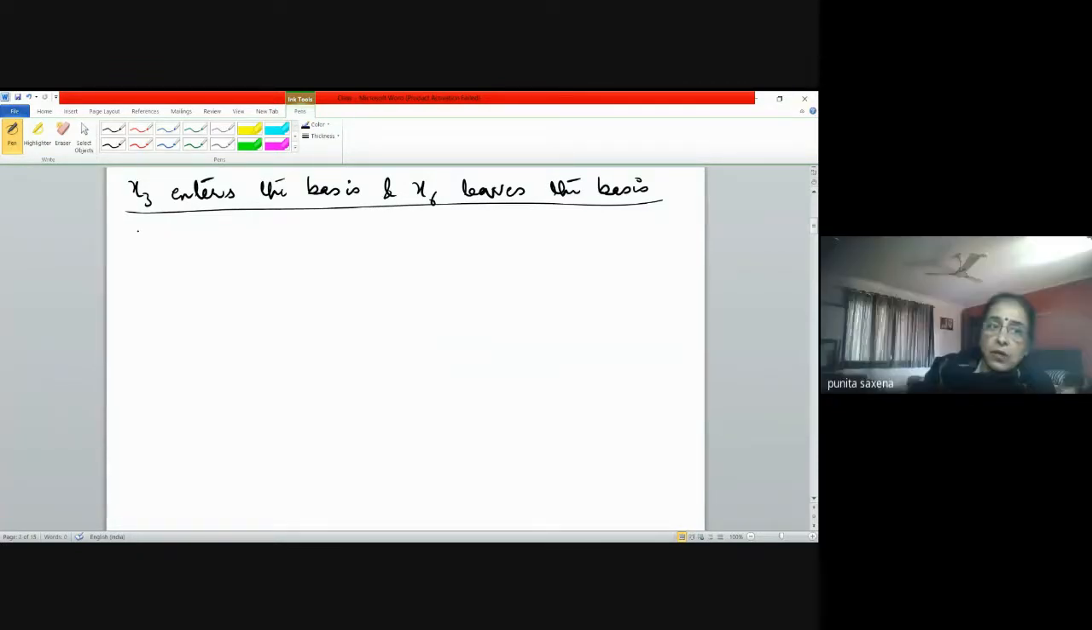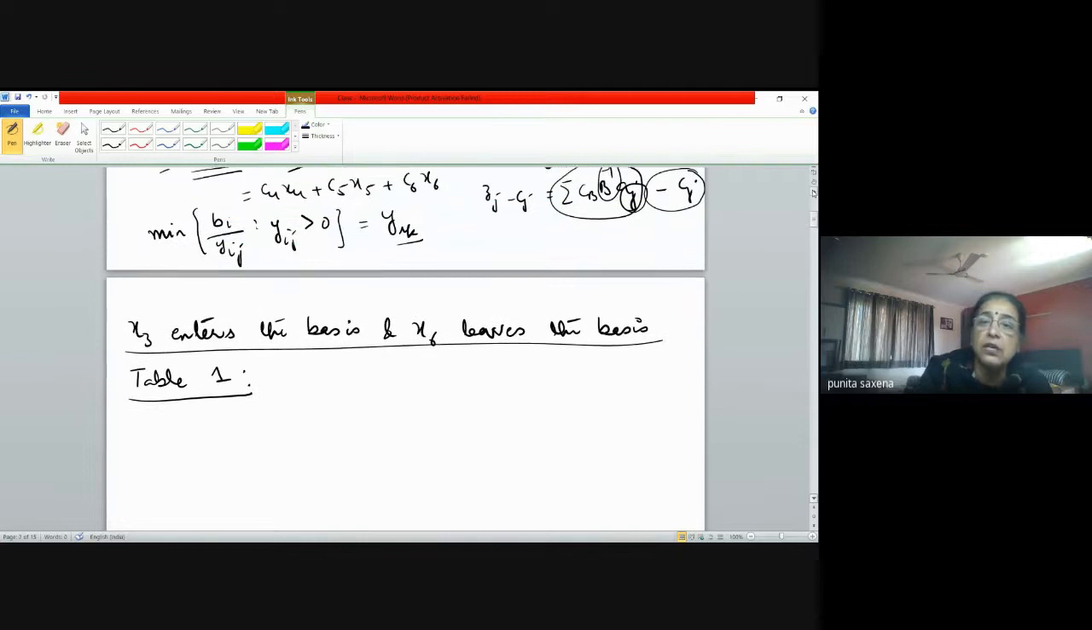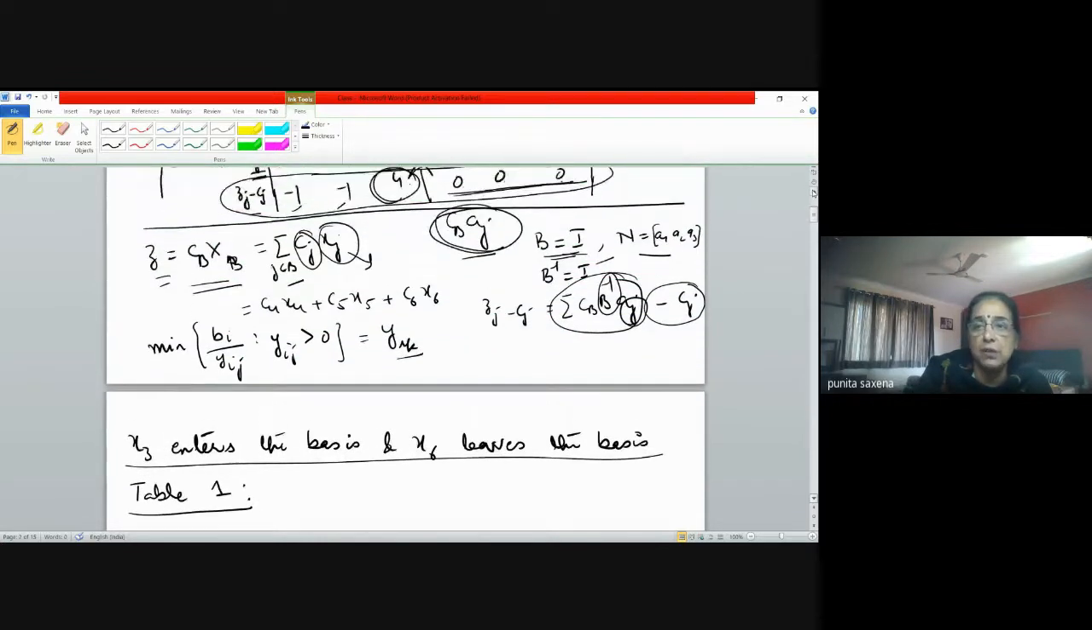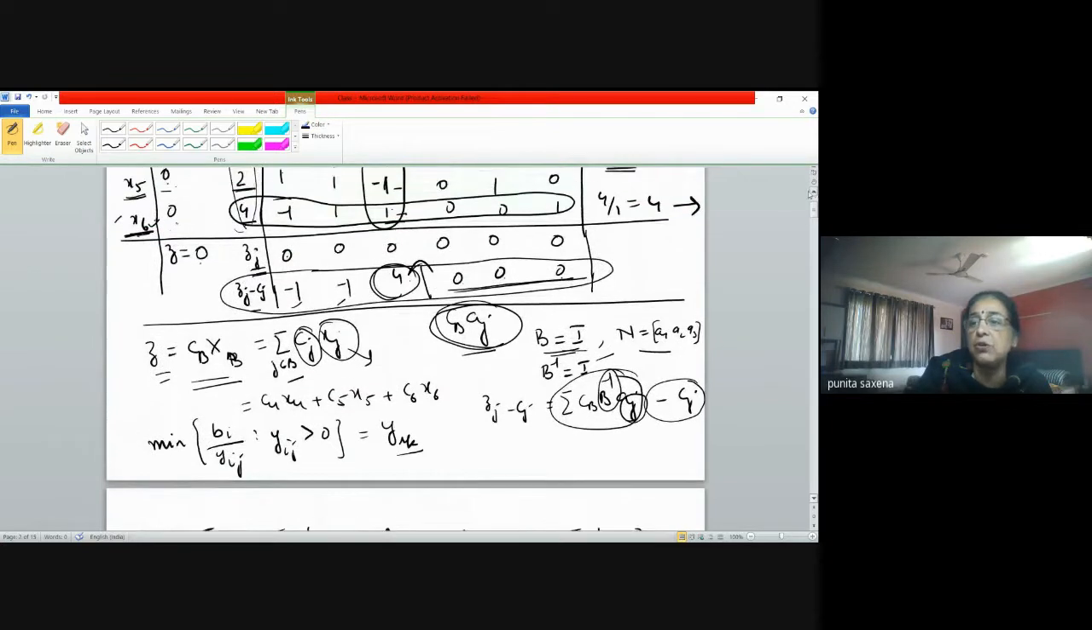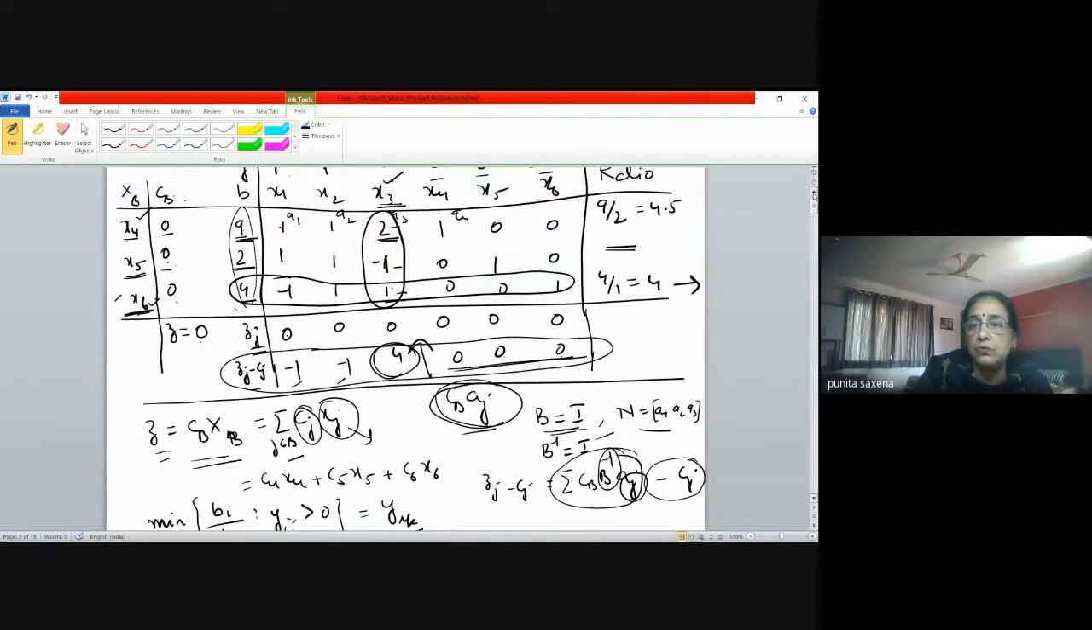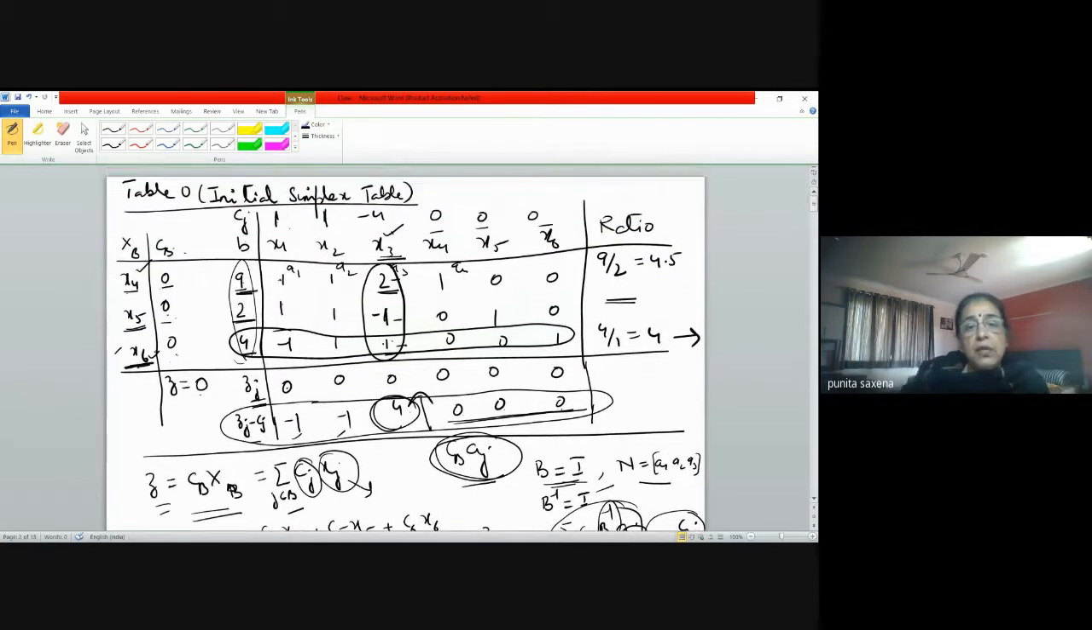Yes, ma'am. Okay, so then we move over to the next table, the iteration. Now we bring in the concept of elementary operations here. I'll go back to this table only. I have messed it up with all sorts of crisscrosses, but we have to learn it from here only. Now see, x3 is entering the basis and x6 is leaving the basis. And in our last class, we agreed that at every time we will keep our B out of A, because that has to be split as B and N.